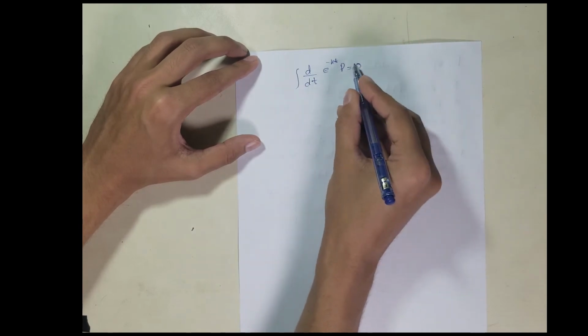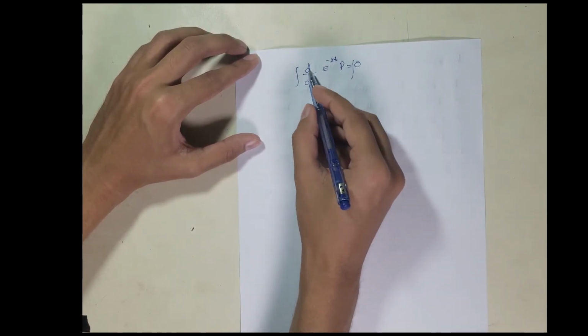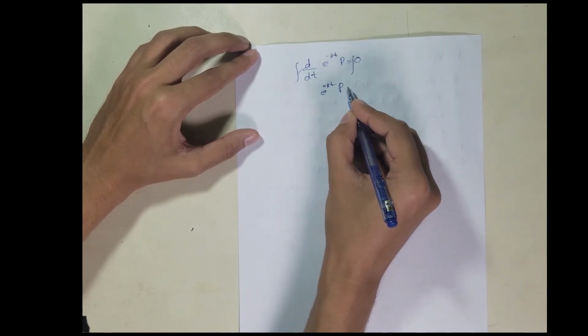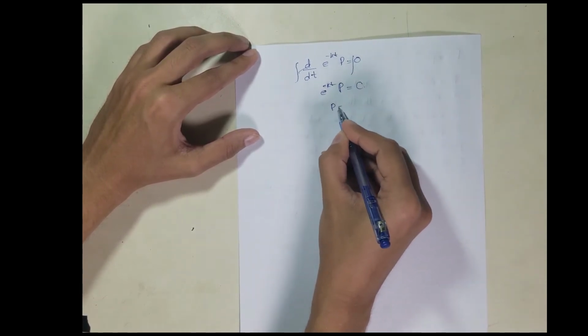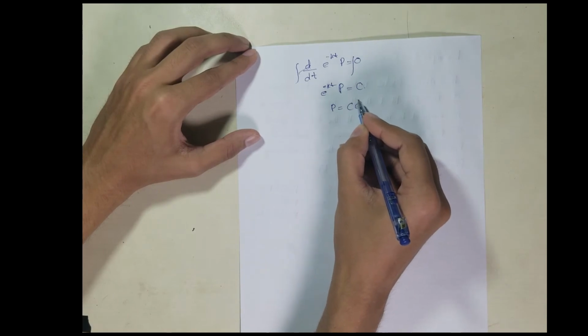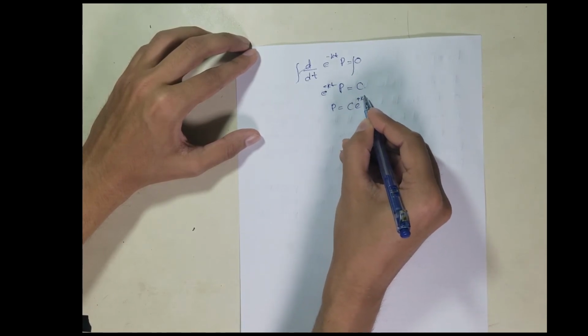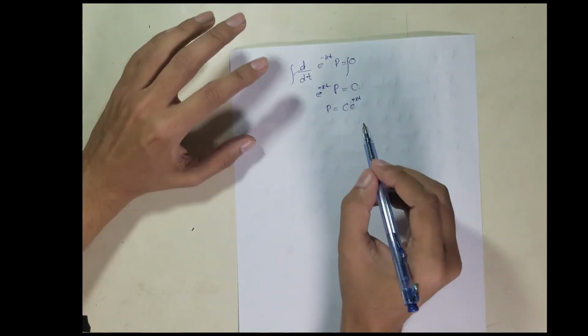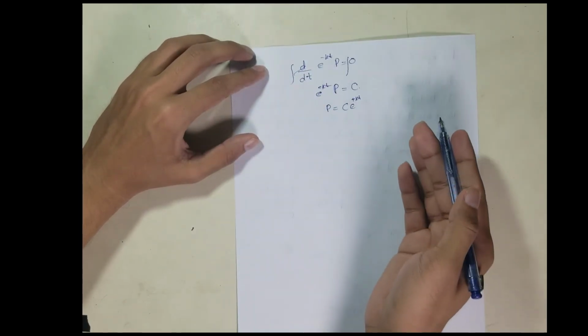If I integrate both the sides, these will cancel, and e raised to the power minus kt times p is equal to c. So p is equal to c e raised to the power plus kt. Up to this point we have solved it, and we know what our growth equation looks like.